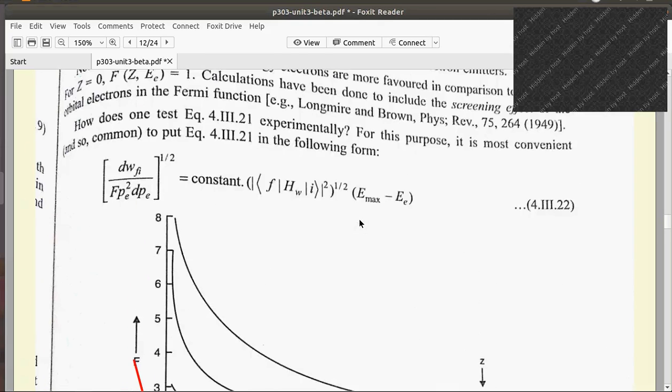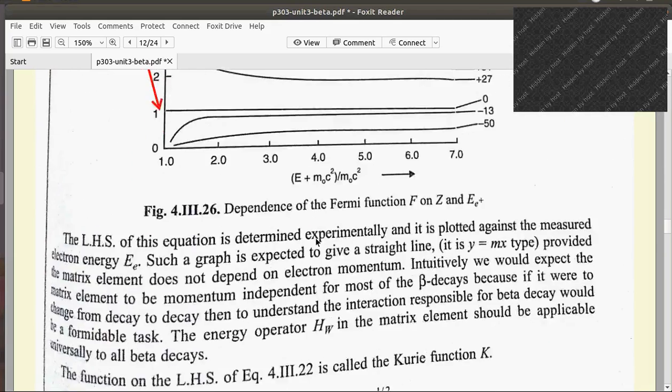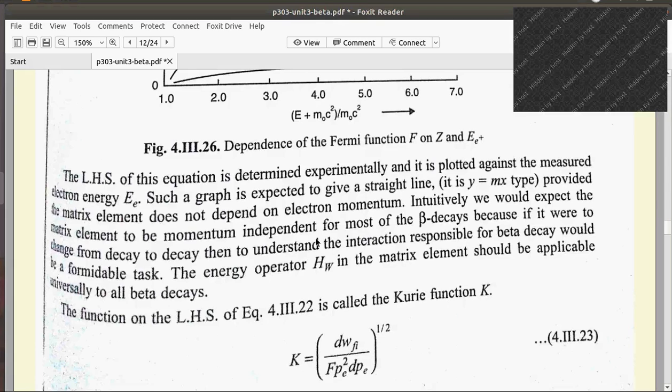This equation is true only when this part, p square dp, and F do not depend on each other. If it depends, then it will not become a straight line, it will become a non-linear equation, or it may show a different relation. But generally that is not the case.